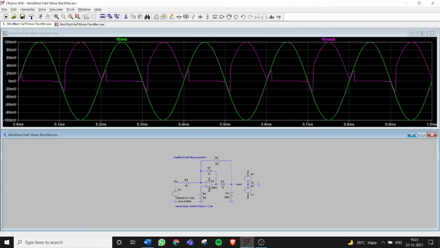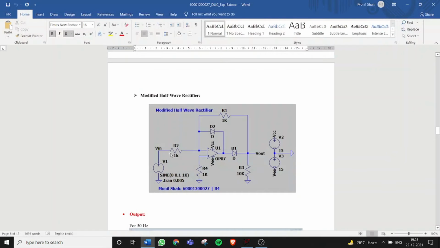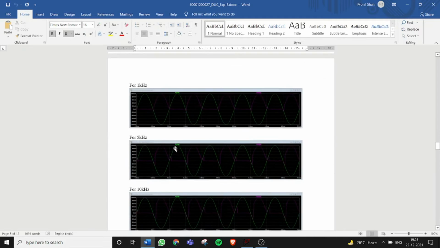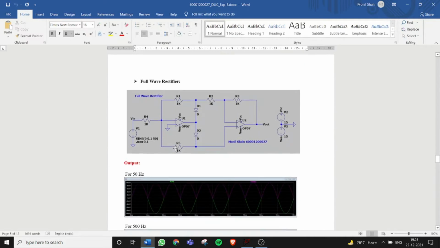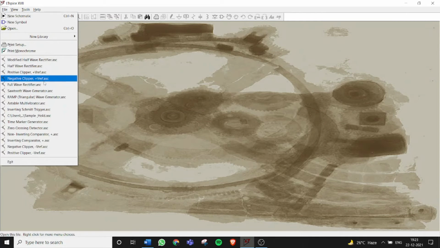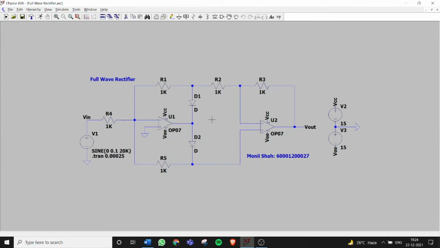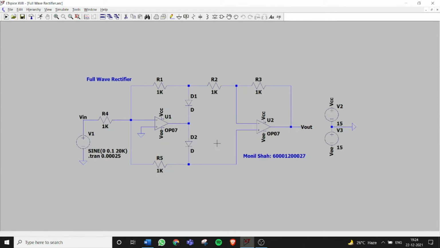So moving on to the next circuit, which is full wave rectifier. For the positive half cycle of a sinusoidal input, the output of the first op-amp will be negative. Hence, diode D1 and D2 will be forward biased and reverse biased.